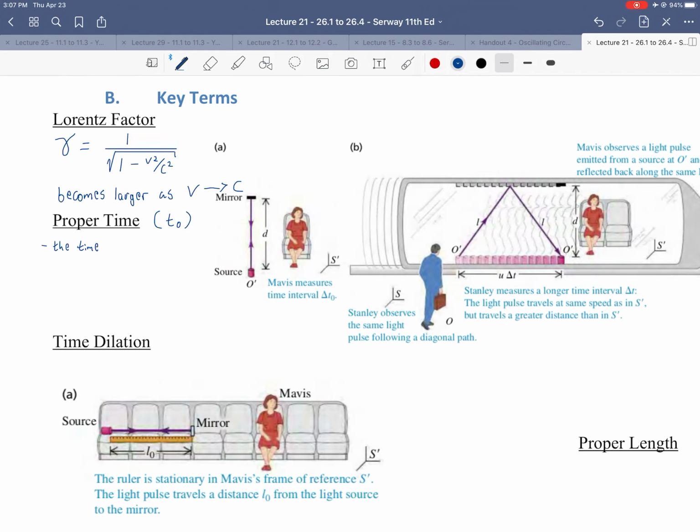Okay, so this is the time between events as measured in the frame where the events occur at the exact same location.